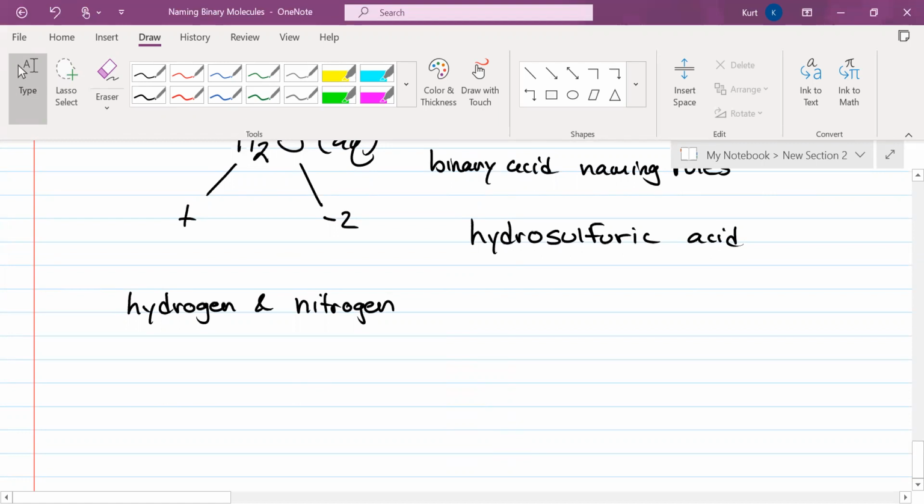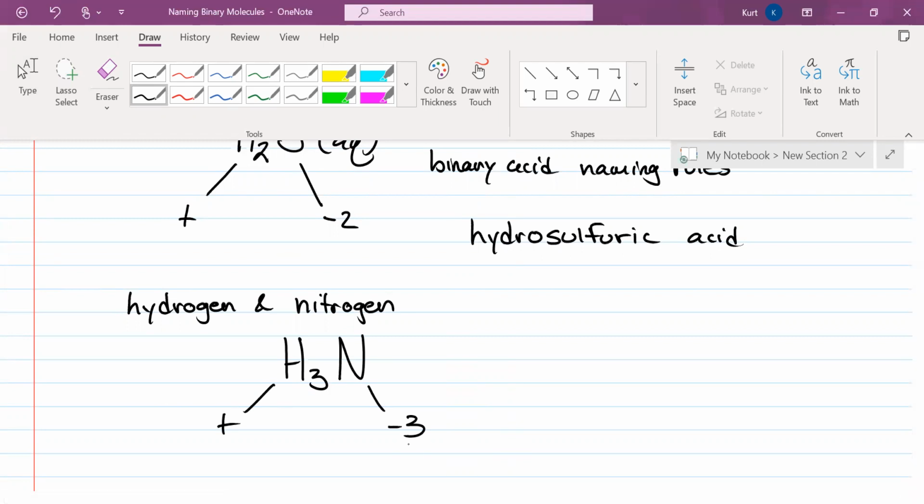Someone besides Nicole. Francis? Why did you choose that ratio? Because it's positive 1 and negative 3. How do you know that hydrogen is a positive 1 charge? It's in the first group. How did you know that nitrogen has a negative 3 charge? It's in the 15th group. You have to know those. So, first rule, hydro. What is the root of nitrogen?